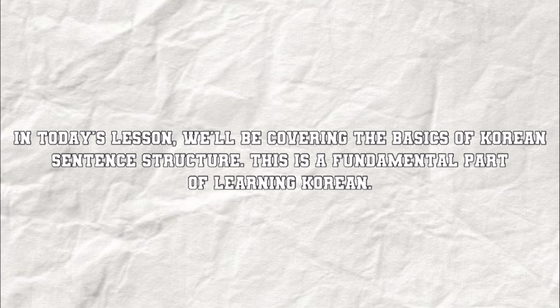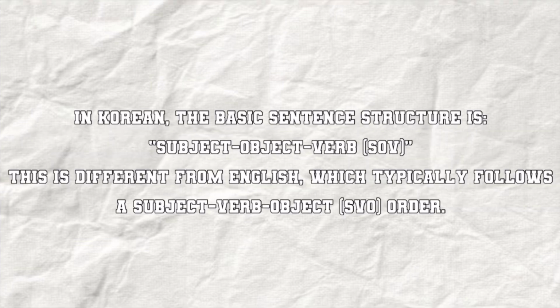In today's lesson, we'll be covering the basics of Korean sentence structure. This is the fundamental part of learning Korean. In Korean, the basic sentence structure is subject, object, verb, SOV. This is different from English, which typically follows a subject, verb, object, SVO order.